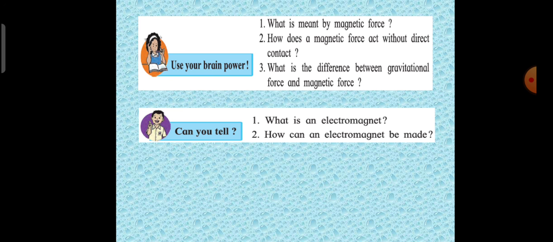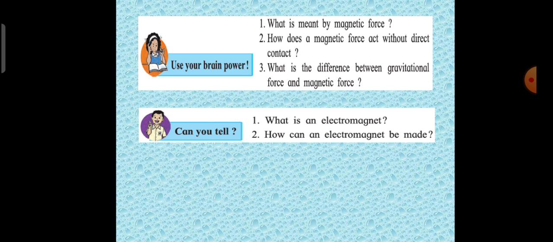How does a magnetic force act without direct contact? Magnetic force is produced due to the magnetic lines of force. Magnetic lines of force start from north pole and end on the south pole. Therefore, these lines of force are spread in the region around the magnet. Because of this, the magnetic force can act up to a certain distance from the magnet. Thus, a magnetic force acts without direct contact.